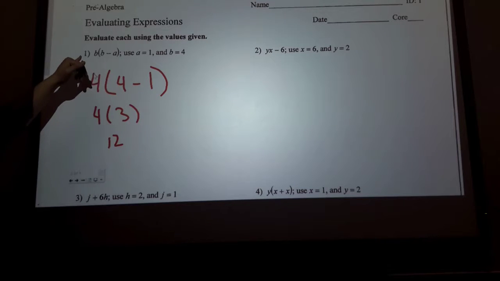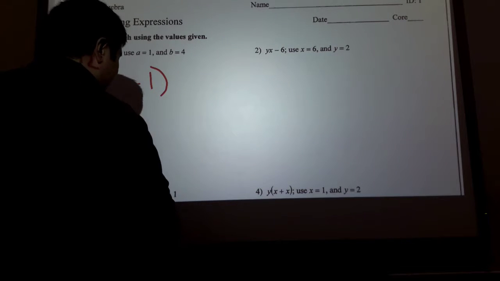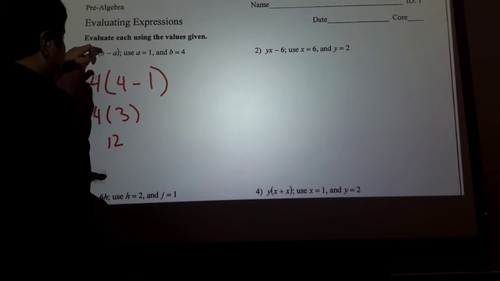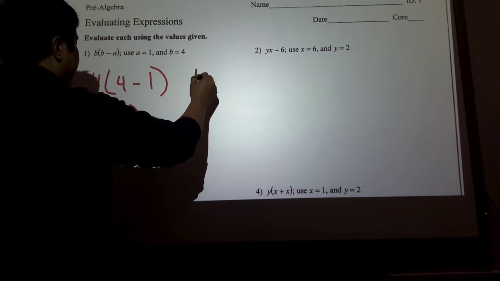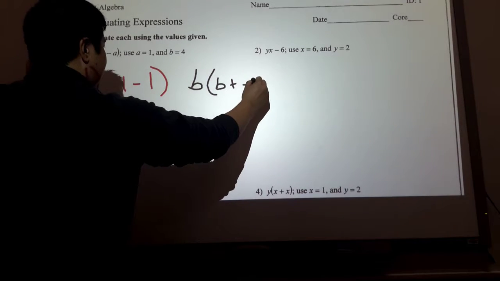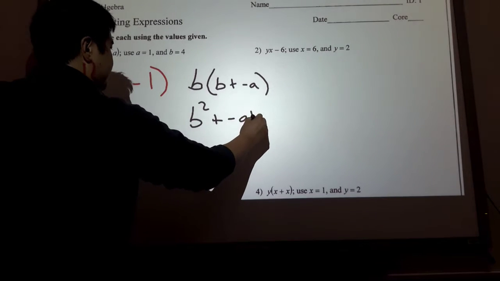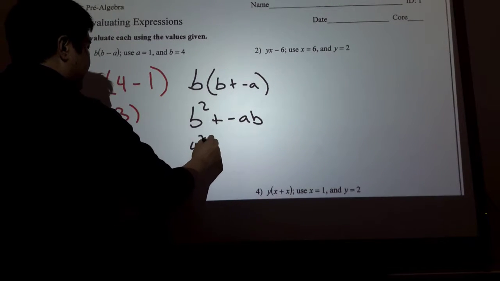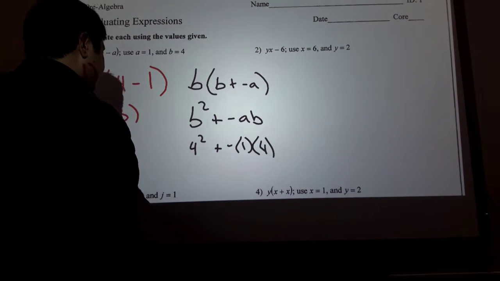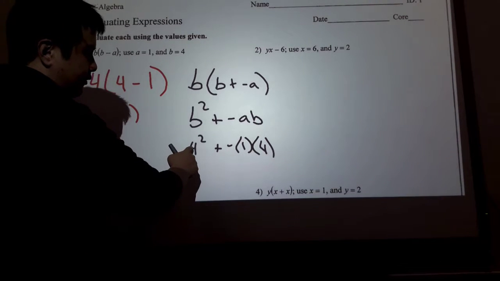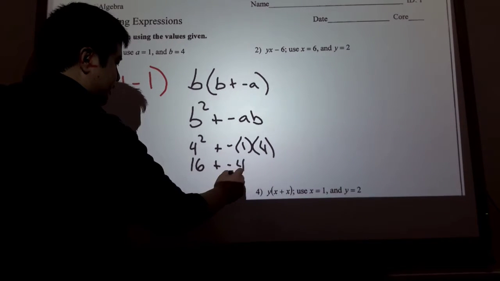Another way we could do this is to first distribute, to simplify the algebraic expression. We've got b times (b minus a), which, let's first change into plus negative. So we've got b times (b plus negative a), then we get b squared plus negative ab. So b squared would be 4 squared plus negative 1 times 4. So we have 4 squared, which is 16, plus negative 4, which gets us our 12.